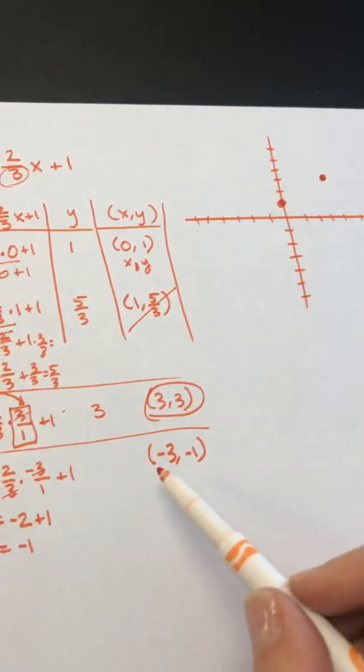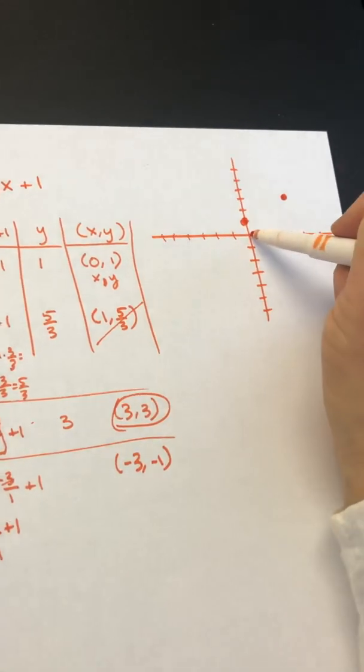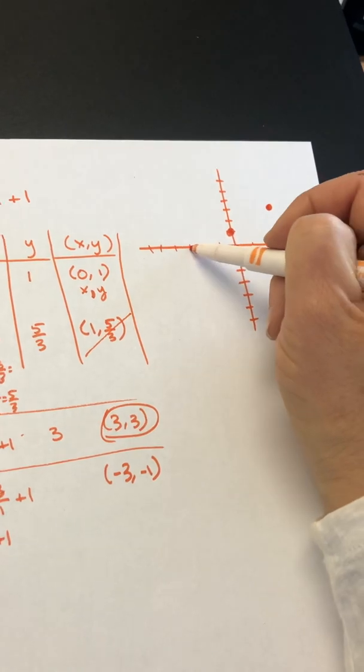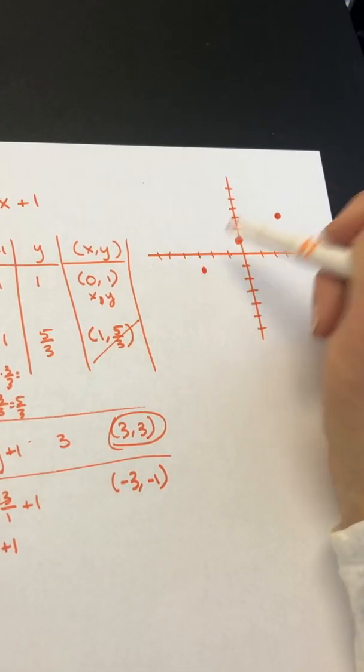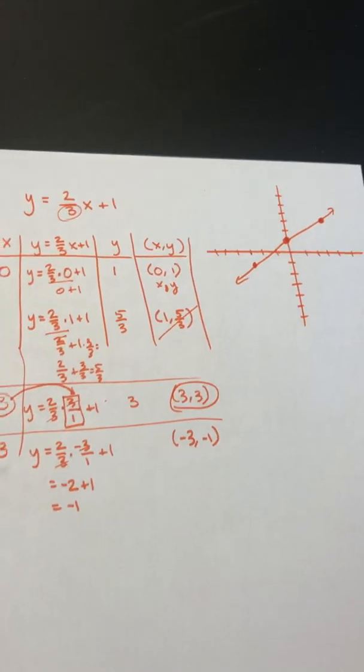And then right here, -3, -1, I go left 3 and then down 1. So I start at the origin, go left 1, 2, 3, and down 1, plot your point. And all of your points should create a line in your homework tonight.